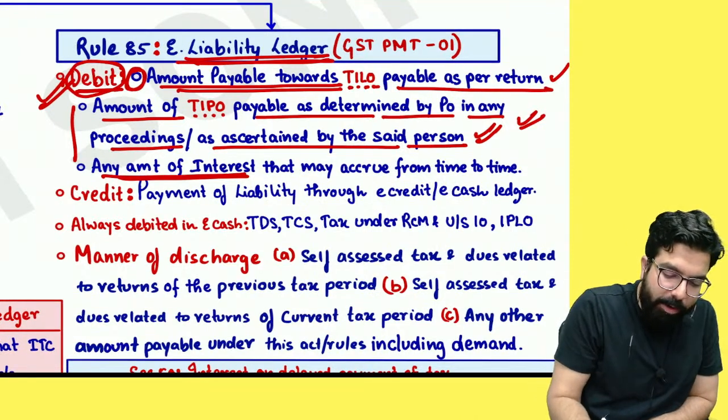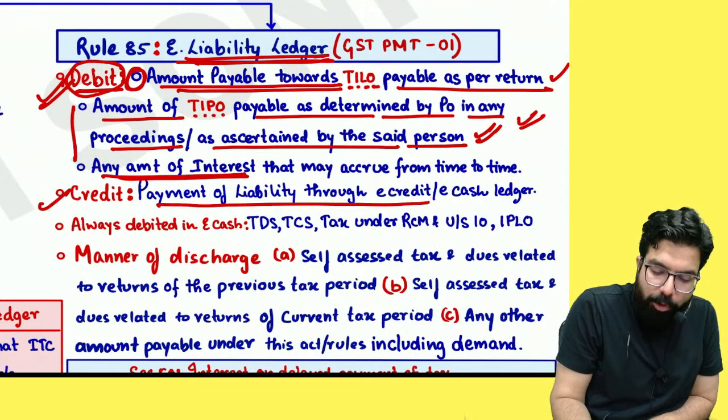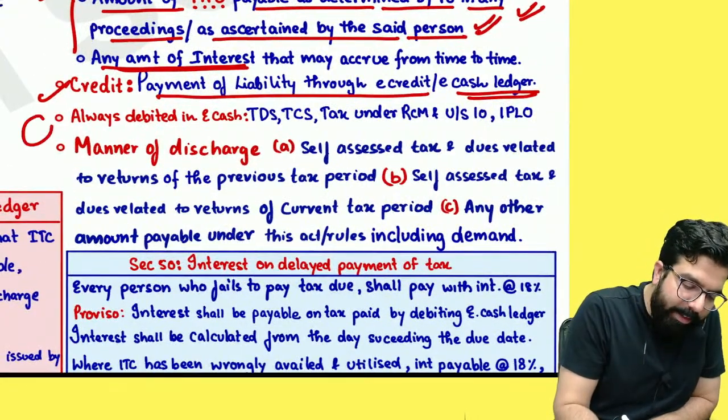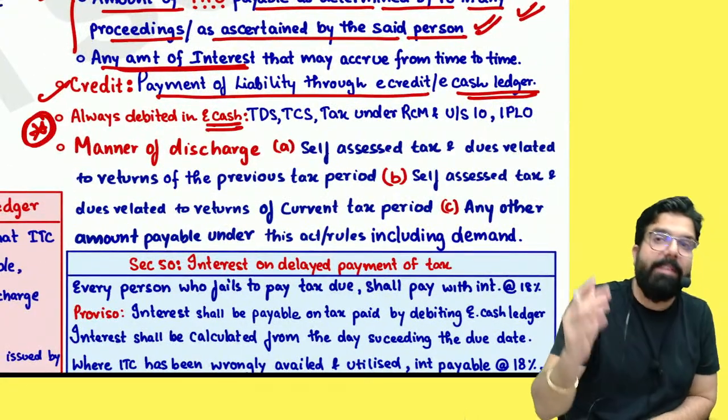Then, sir, what will I use? How will I pay? First, I will pay through my e-credit and then I will pay through my cash. Remember always, these are some things which you will always have to pay using cash only.